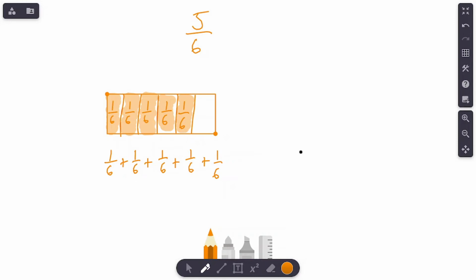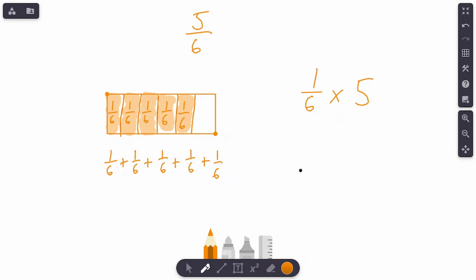And our goal is to understand, well, what does that look like if we were to write that in a multiplication expression? So to do that, we are taking 1/6 and we are multiplying that by how many? How many 1/6 are we multiplying it by? Well, we're going to do 1/6 times 1, 2, 3, 4, 5. And that would be one of our expressions, 1/6 times 5.